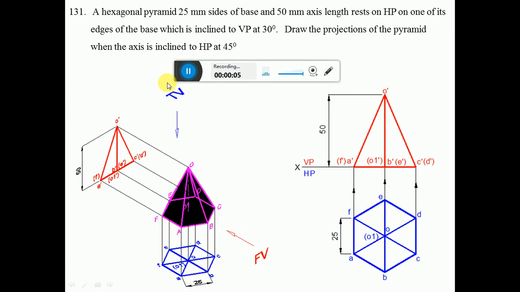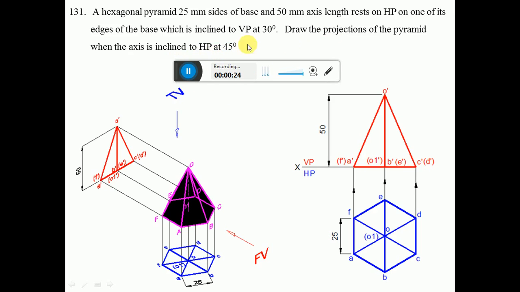A hexagonal pyramid of 25 mm sides of base and 50 mm axis length rests on HP on one of its edges of the base, which is inclined to VP at 30 degrees. Draw the projections of the pyramid when the axis is inclined to HP at 45 degrees.